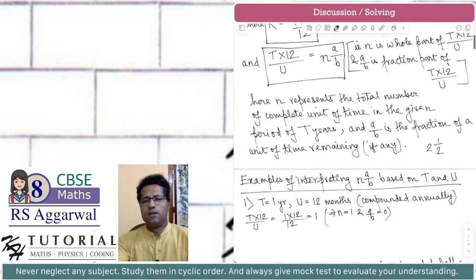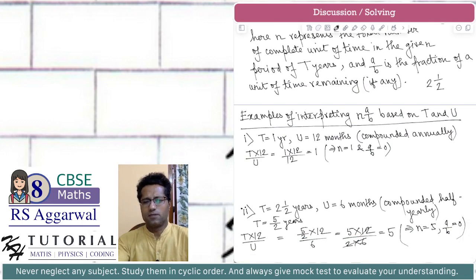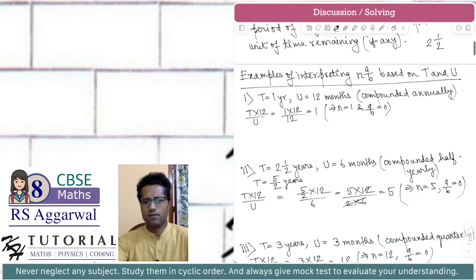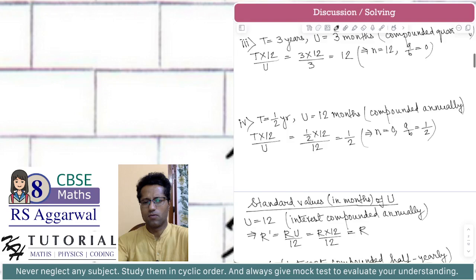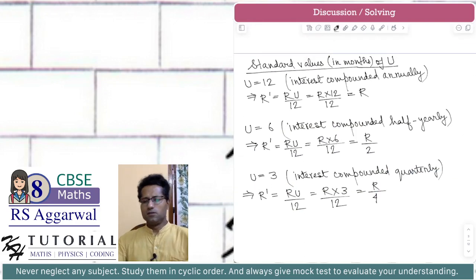Now let's try, I have explained with some examples of T and U, what will be the value of n and A by B, and what does it mean? What do they mean, n and A by B? Now in your syllabus, mostly you will be given problems where you will have some standard values, that is in months. You will not be given the numerical value. You will not be given that a unit of time is 6 months or 12 months. It will not be given that way.